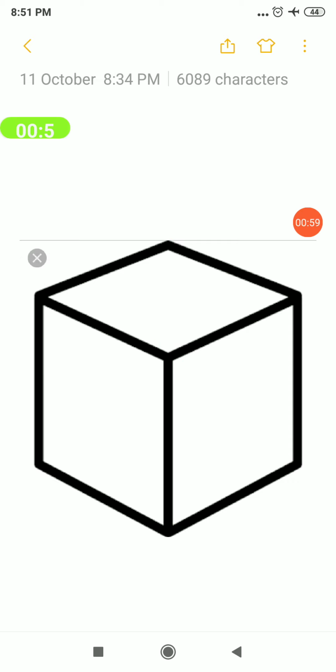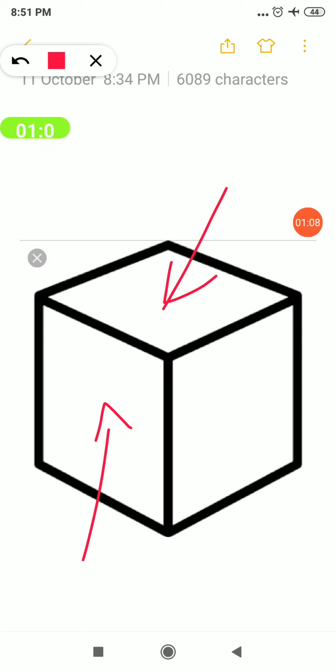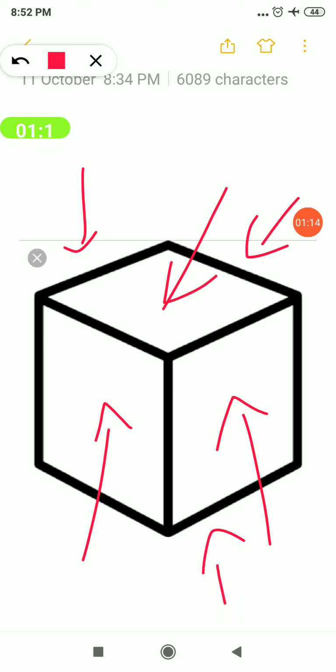Then secondly, faces. What are called faces? This is the face of a cubic box. 1 face, 2 face, then 3, then the back side 1 face, here 1, then at the bottom. There will be 6 faces in a cubic box. So these are the faces of a cube.